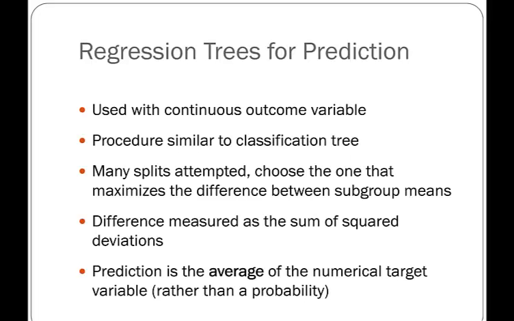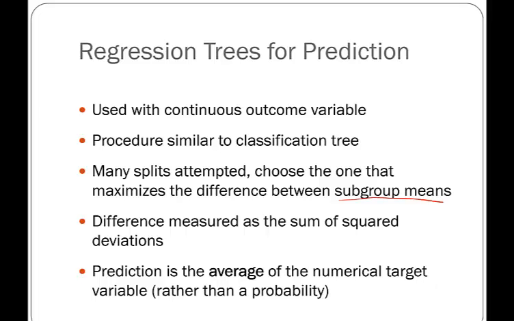So that means our outcome variables are going to be continuous, but the rule for splitting is going to be a little bit different. In this case, we're going to choose the split that maximizes the difference between the subgroup means, and that is measured as the sum of squared deviations.